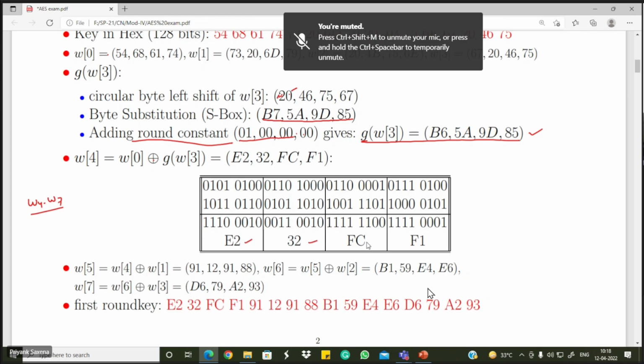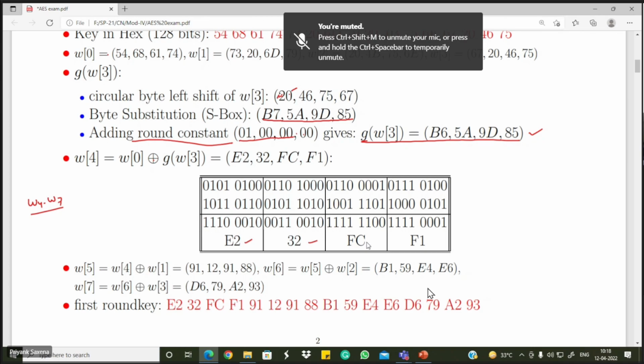Similarly, W6 will be W5 XOR with W2. So this you will get. Similarly, W7 will be W6 XOR with W3, word 3. Then you got this. So you got the round keys for round 2, W4 to W7. For round 3, it will be W8 to 11. So like that, we can generate it.